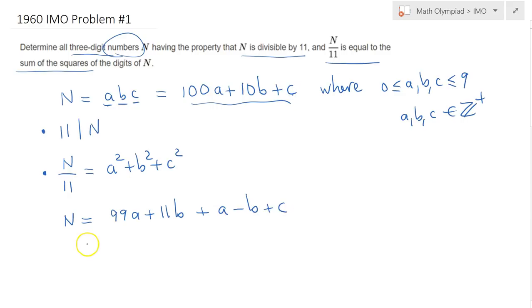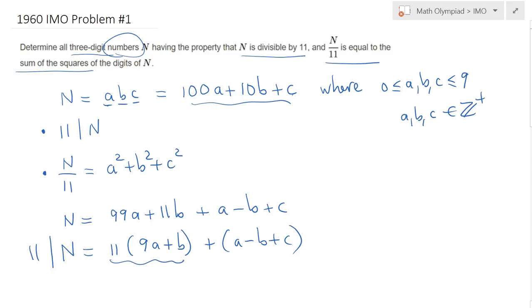Why did I write n in this form? You can easily see why. I can factor out the 11 here, so I have 9a plus b, and I have the second part. So because n itself is divisible by 11, and the first term obviously is a multiple of 11, it must be that the second term is also a multiple of 11. So this implies that 11 divides a minus b plus c.